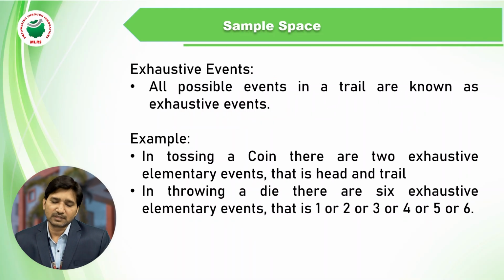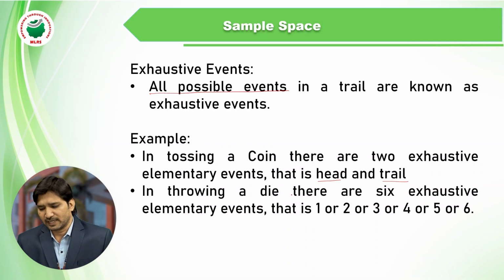Next, exhaustive events. All possible events in a trial are known as exhaustive events. For example, in tossing a coin, there are 2 exhaustive elementary events, that is head and tail. If you throw a dice, you will get any one of the numbers 1, 2, 3, 4, 5, 6, and all are exhaustive events.